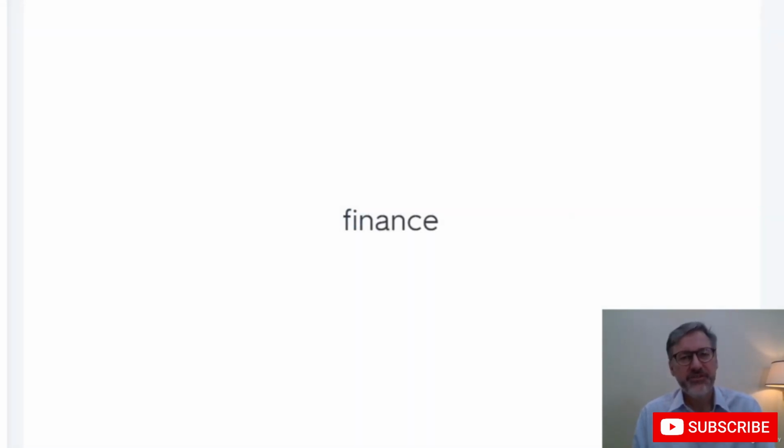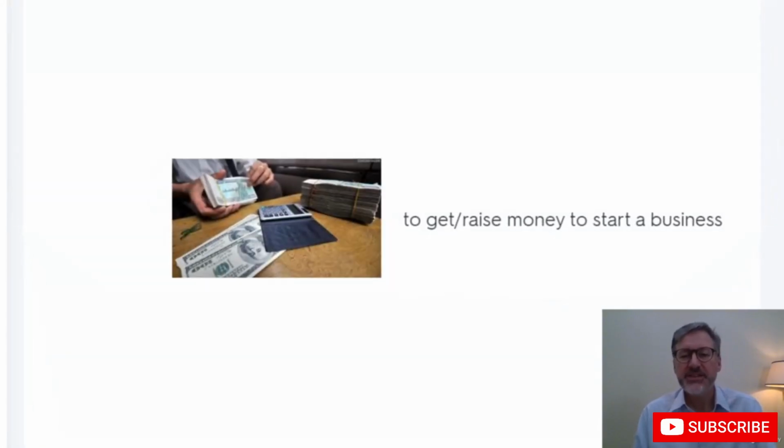Finance is both a noun and a verb, to finance something. It means to get or raise money to start a business, to finance a new business. It means to get enough money to start the business.